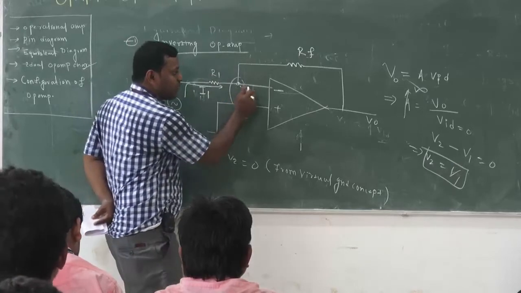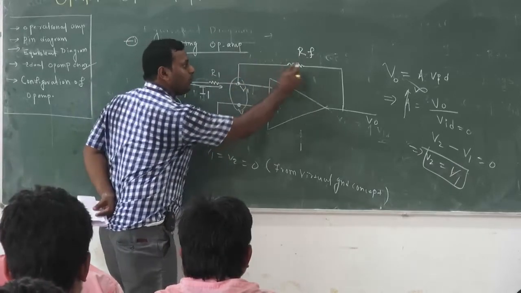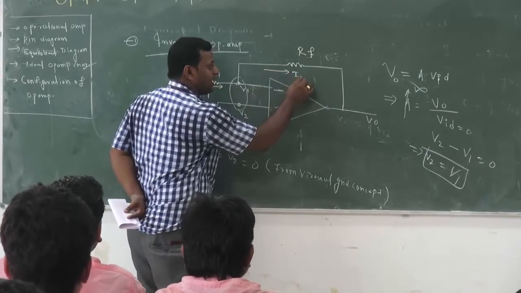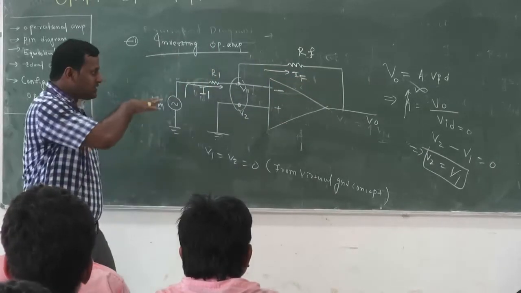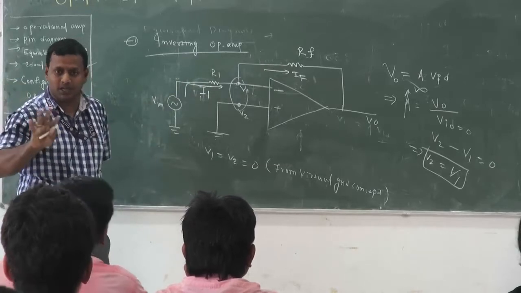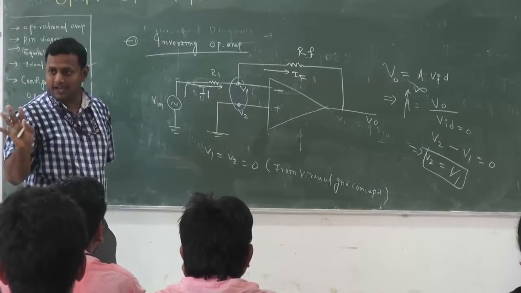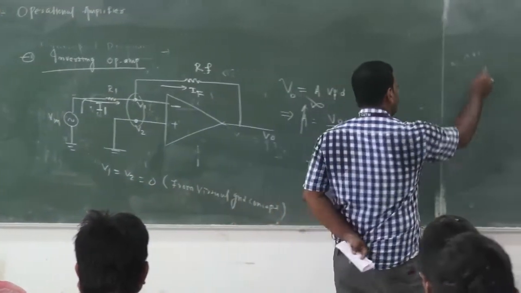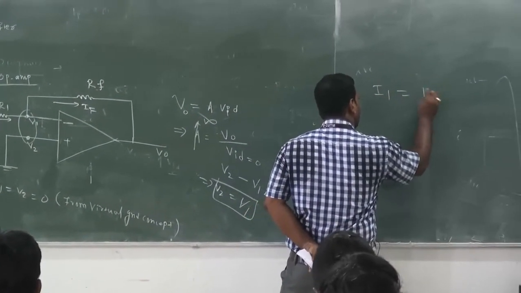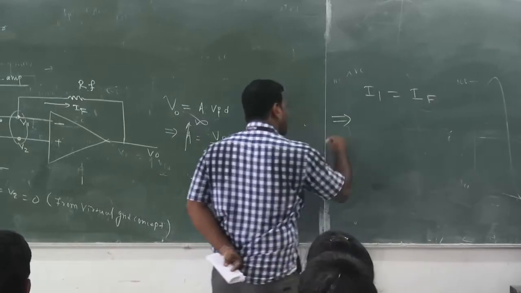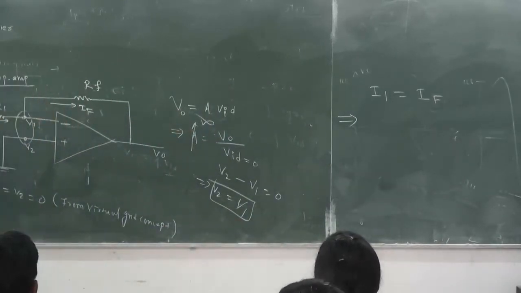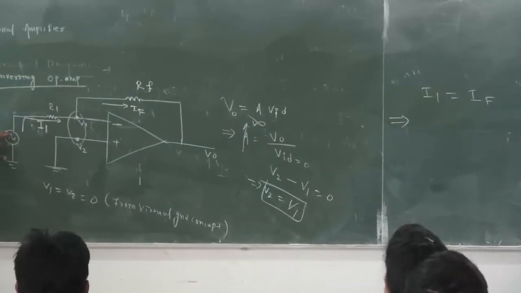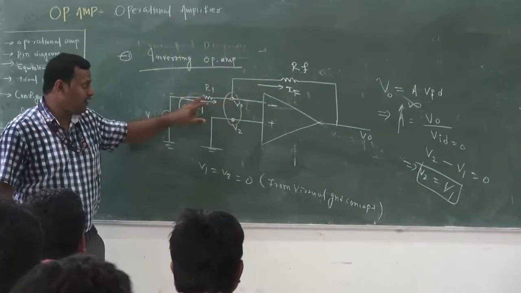As no current flows into the op-amp, all the current passes through here. This current I call IF. That means for this diagram, I1 is equal to IF, that is 100% true. Am I right? I1 is equal to IF. Now you apply the simple node equation. What is I1? I1 is nothing but this current, equal to V in minus V1 by R1.